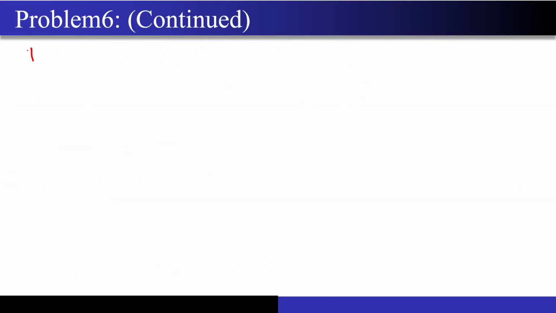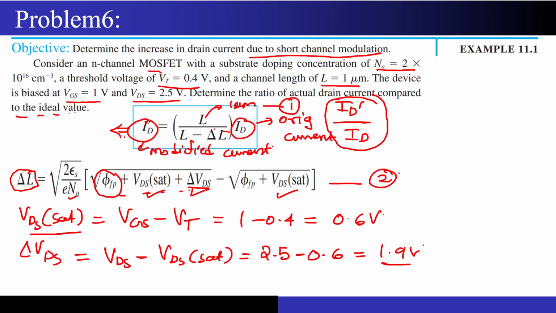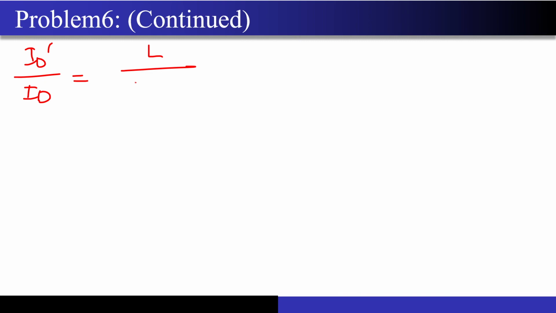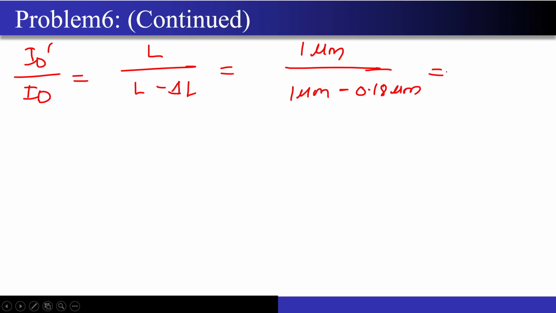ID dash is nothing but L upon L minus delta L. So what is the ID dash? ID dash upon ID is nothing but your L upon L minus delta L. So what is L? L is 1 micrometer. 1 micrometer minus delta L. Delta L is what? Your 0.18 micrometers. Right? So now if you calculate this value, this value will come out to be around 1.22.